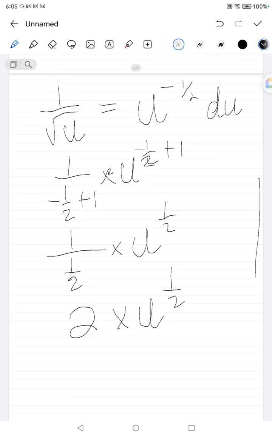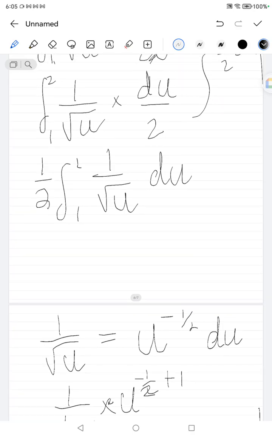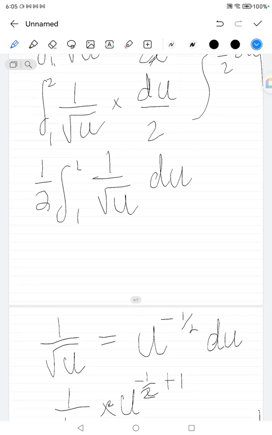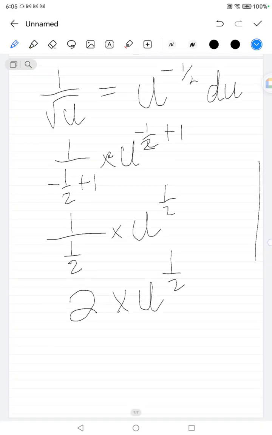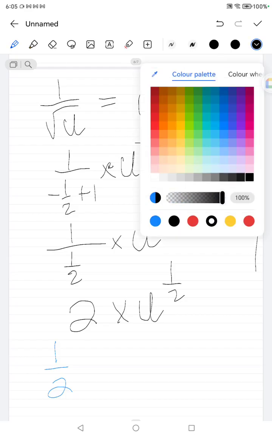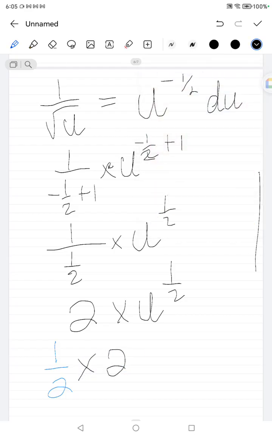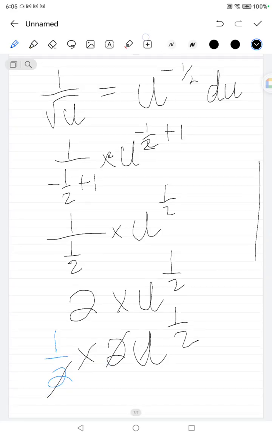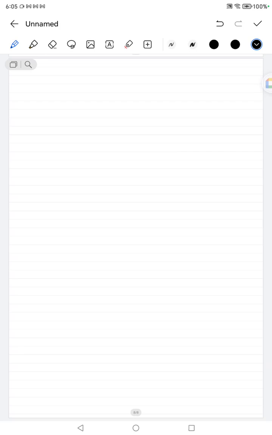So now you must go back and check, what do we have? We still have this 1 over 2 here that we shouldn't forget. So we're going to transfer it back to this side. So now we're going to be having 1 over 2 multiplied by the ones that we've been working with, 2 u to the exponent 1 over 2. These ones cancel one another. Then you are left with only u to the exponent 1 over 2.